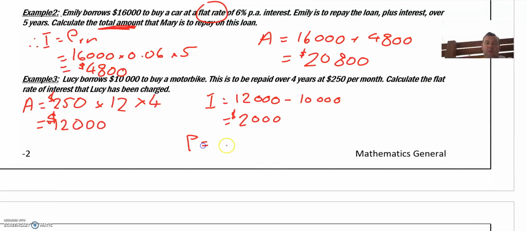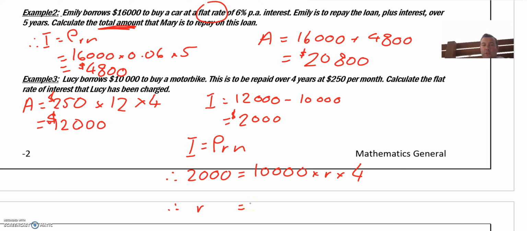Now we've worked out the interest, but I want to know the rate of interest. We know that interest equals PRN, therefore $2,000 equals my principal, 10,000, times my rate, which is unknown, which I want to find, times my number of years, 4. When I rearrange those things, I get R is 2,000 over 40,000, which is 1 over 20, which is 0.05, equals 5% per annum.